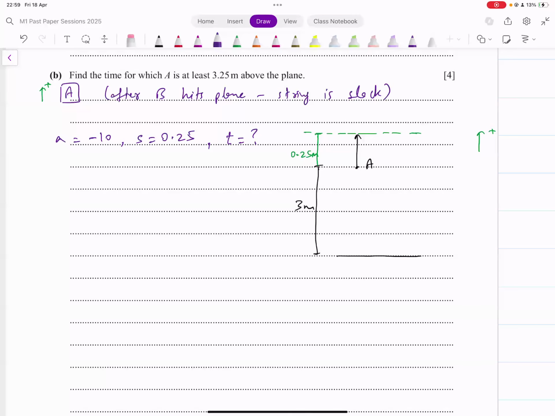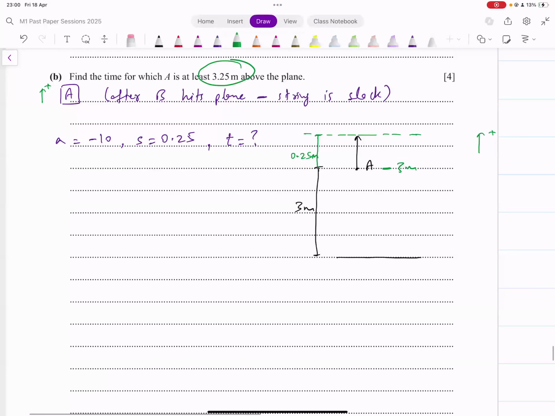So, we are considering this part of the journey, after the string is slack. After the string becomes slack, A is already at a height of 3 meters. This part of the journey only starts after this point. The total height above the plane has to be 3.25 meters, so we only have 0.25 meters left, right? So we're only considering 0.25 meters above that initial point.